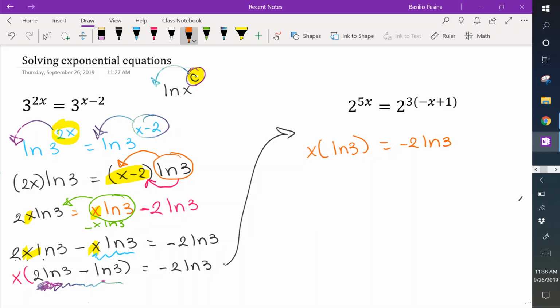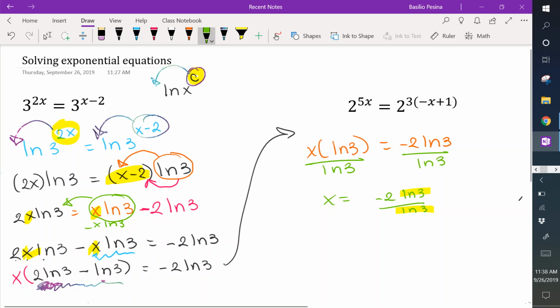Now I'm solving for x, so I'm going to divide by ln of 3, divide by ln of 3, so x is equal to negative 2 ln of 3 over ln of 3. Do you notice the like terms? ln of 3, ln of 3, x is equal to negative 2. And that was the solution that we had in the previous one, when we did it by the properties only.